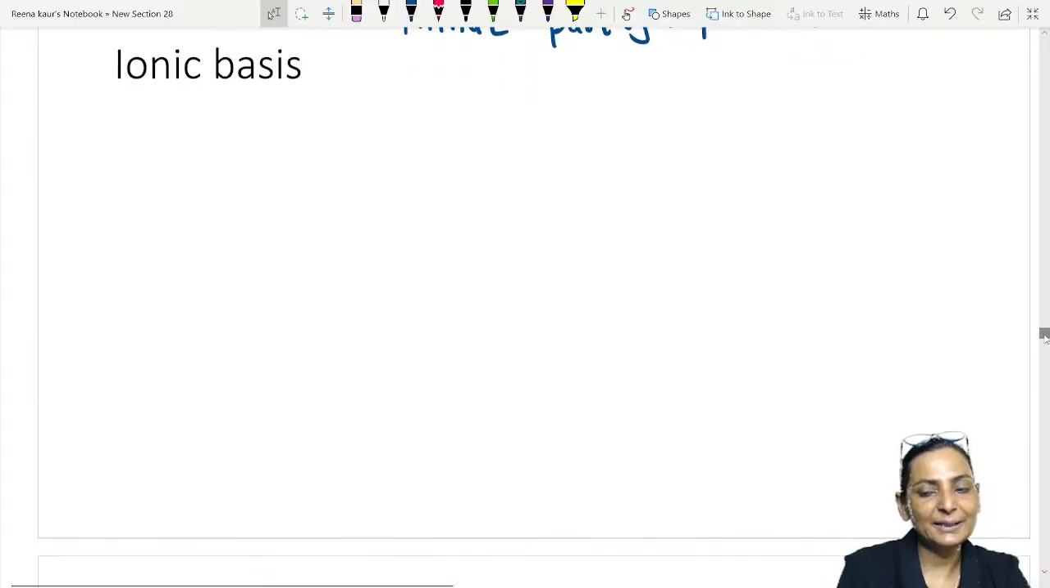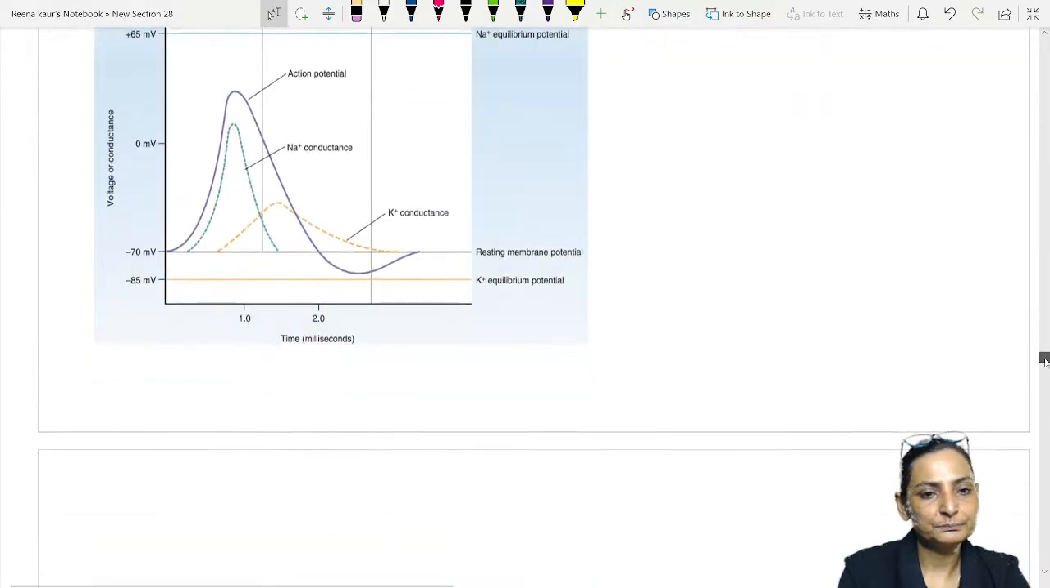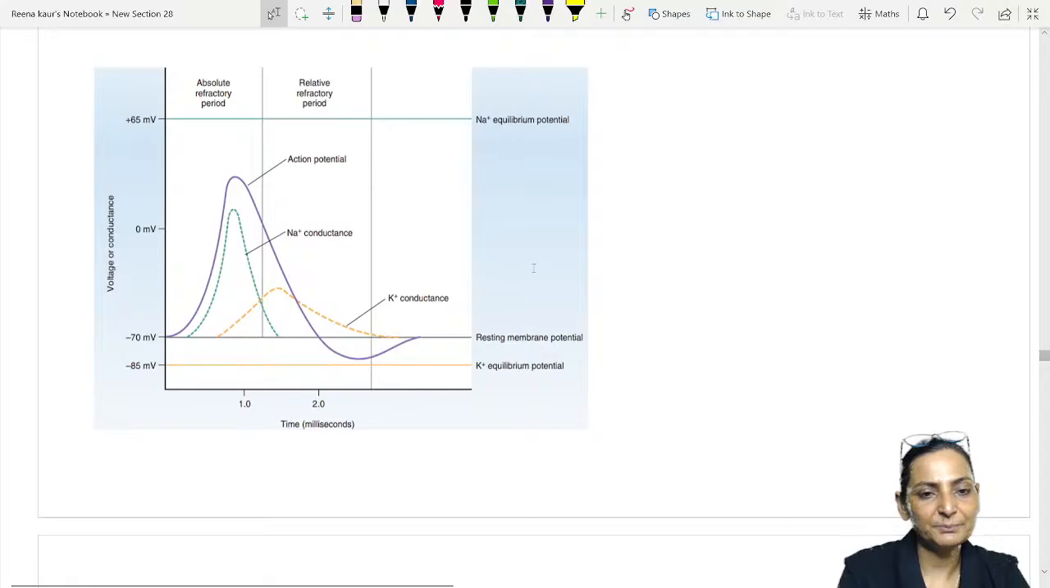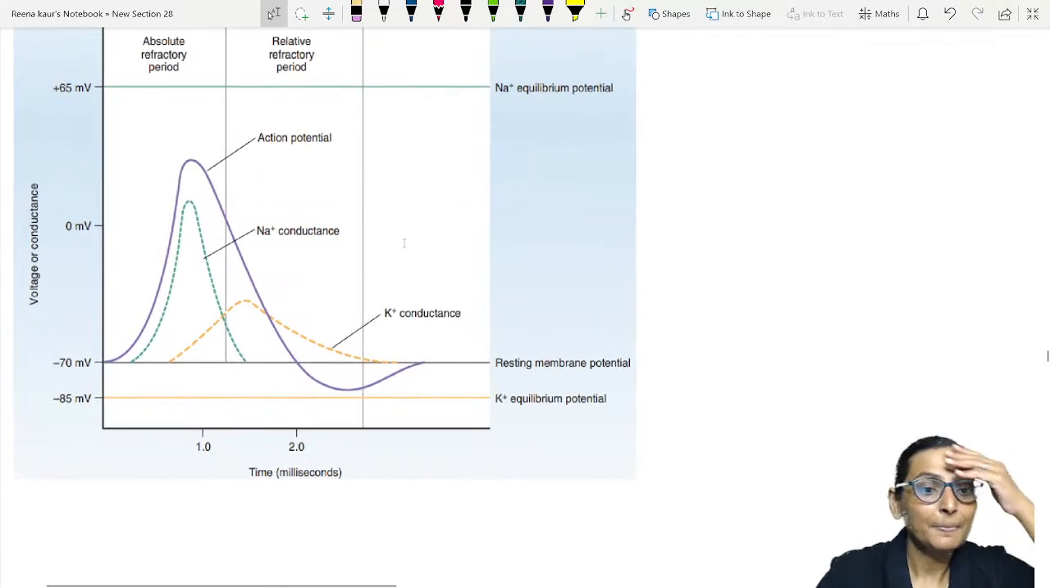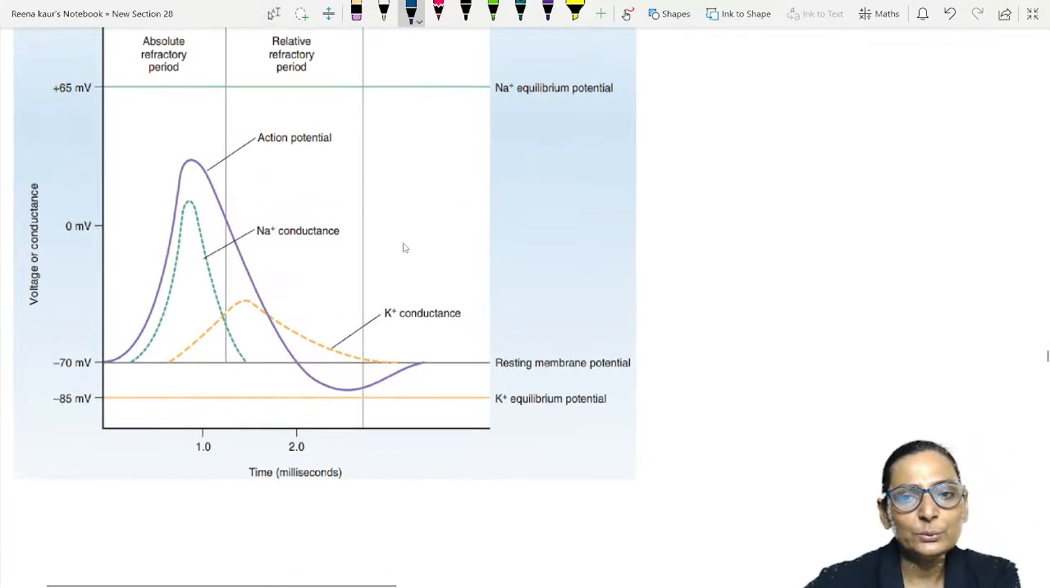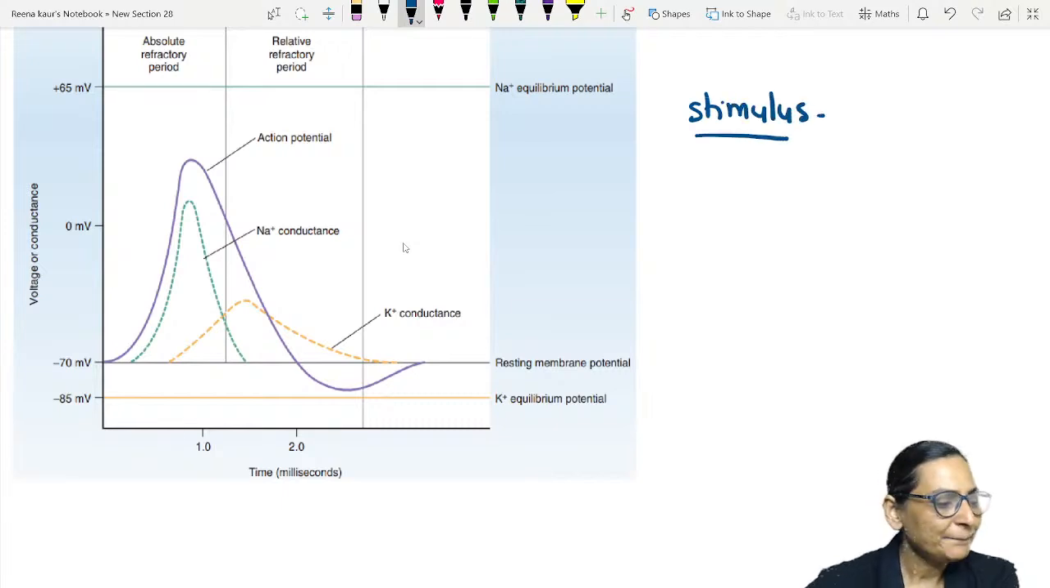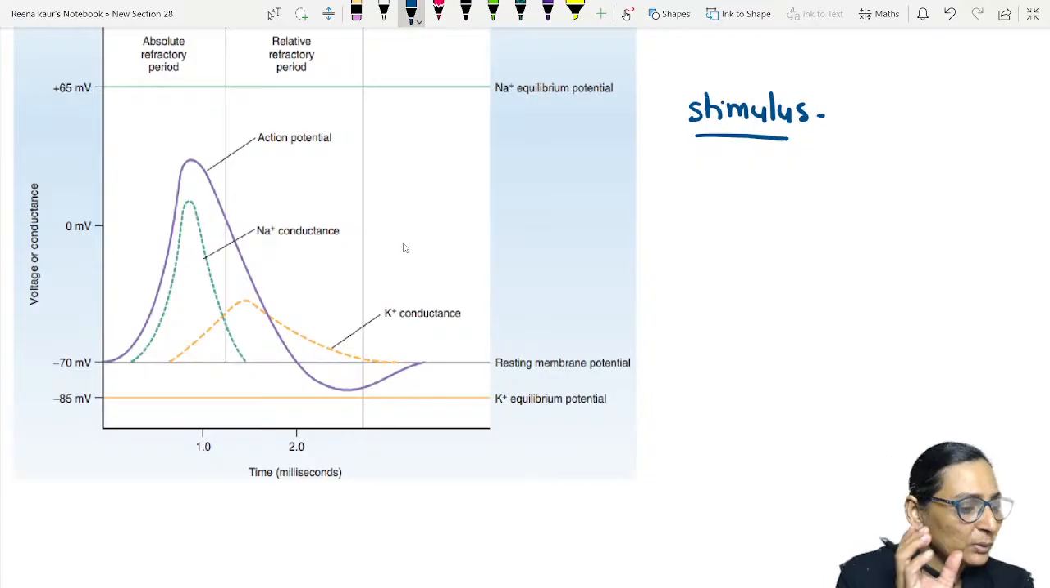So remember, ionic basis is LAQ. Now see over here, it's a beautiful diagram, it's very nice. Now basically, when you give a stimulus, okay, what is a stimulus? There is going to be a change in the membrane potential. So you will open sodium channel, chloride channel, potassium channel, but that particular potential is going to be favorable only to one ion, not all.